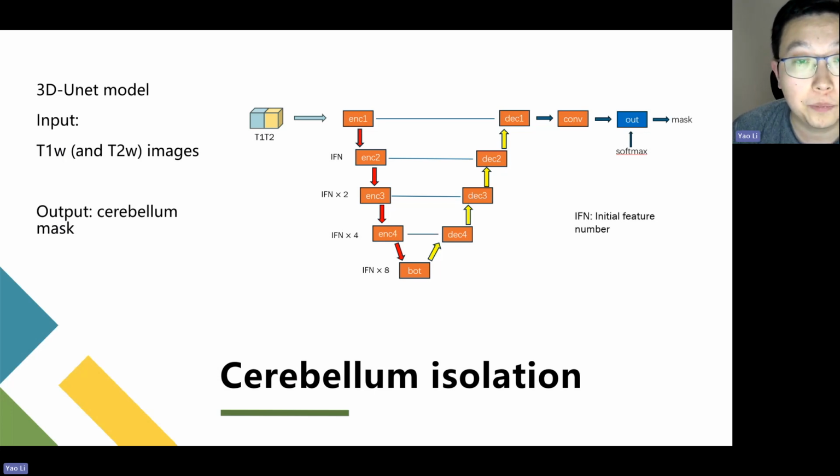Here the input channel for encoder one, which is the initial encoder, will be 2 channels for T1 and T2. Then they start producing a number of output channels, which is called the initial feature number. By default, it's 16, but this number can be adjusted.